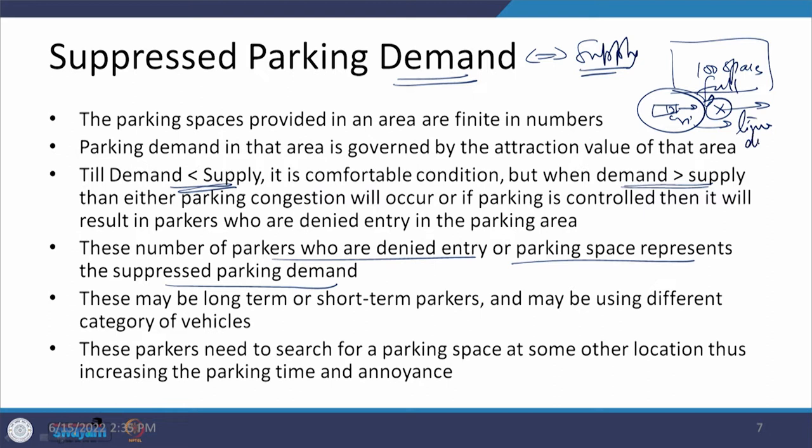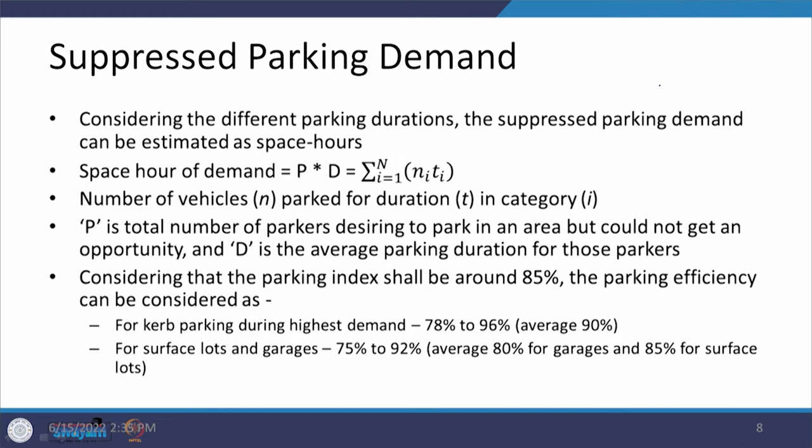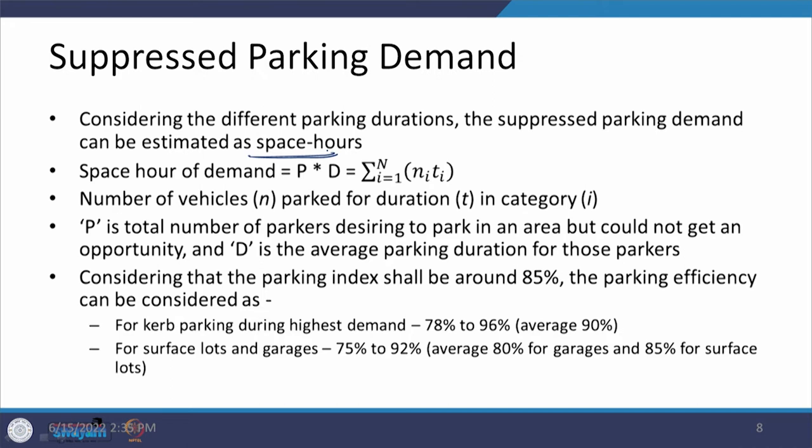They may be there for only 10 minutes or 15 minutes, or they may be there for even 3 hours. So, that means they are going to be short term or long term parkers, and all of these vehicles which we are talking of as n are also going to be different types of vehicles. So, what we require is spaces which can be categorized either by short term and long term parking spaces, or by the type of vehicle which is going to be in that parking area. So, when we are trying to look at this, the suppressed parking demand can be calculated by considering this variable, that is space hours.